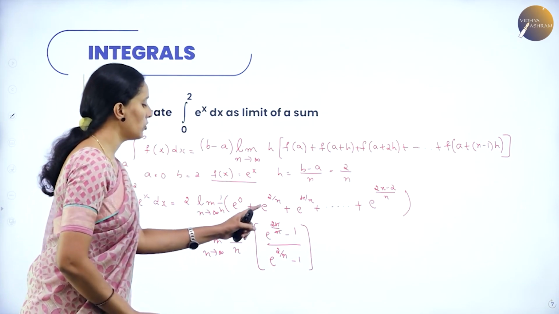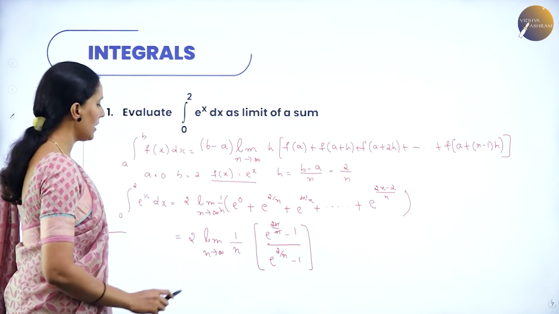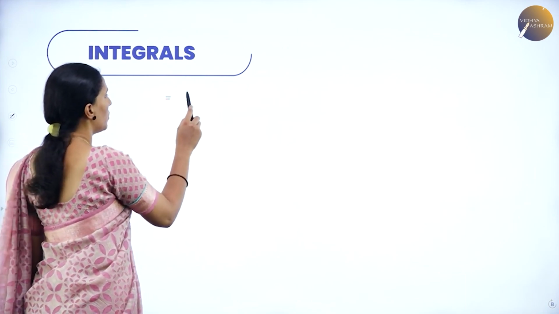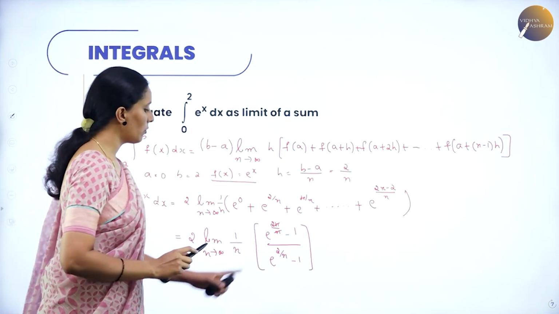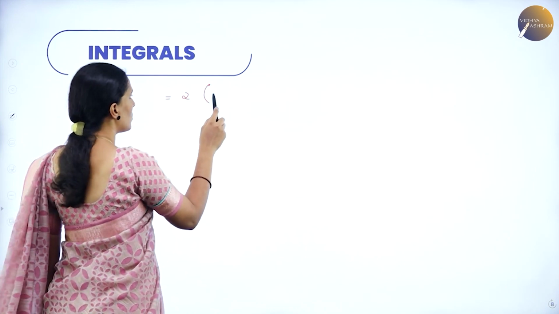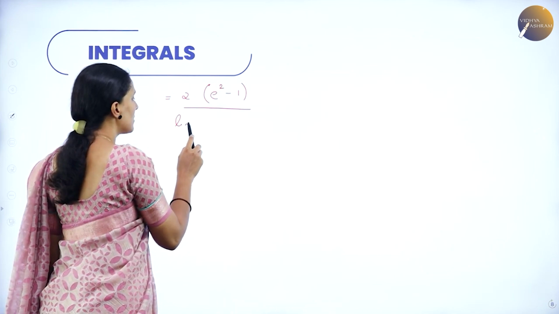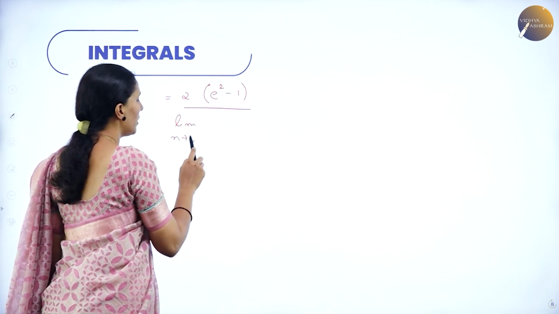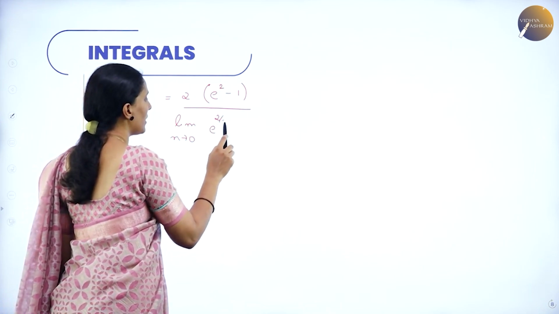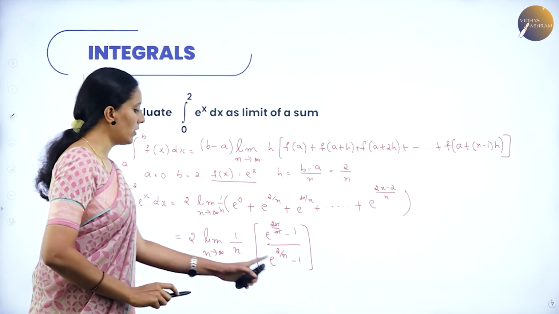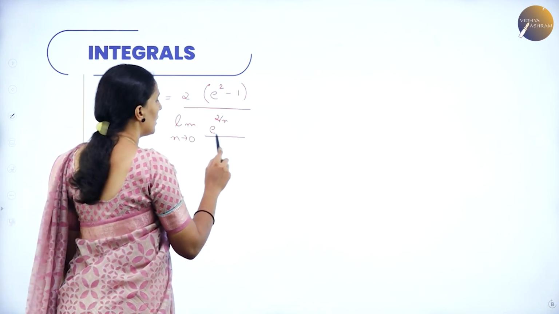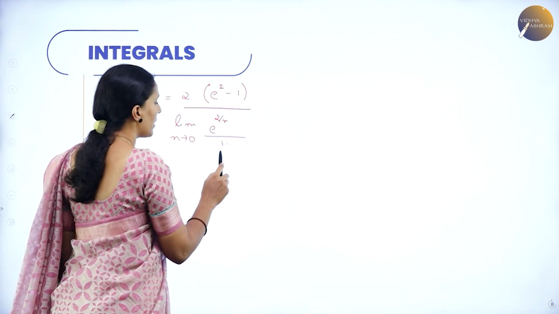Apply the limit for both numerator and denominator separately. So then we have 2 times. Here the numerator becomes e square minus 1, divided by limit as n tends to infinity e to the power 2 by n. I will take 1 by n to the denominator. I'll write 1 by n here.